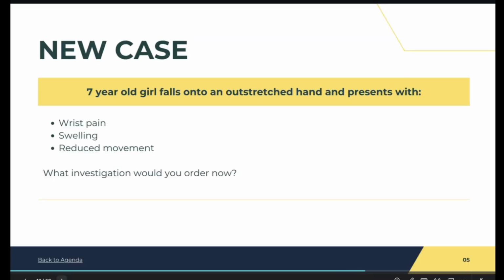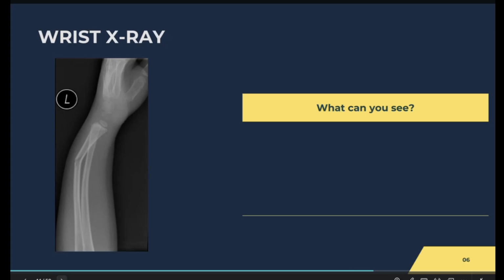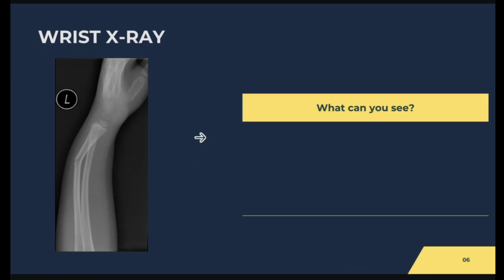So we're going to move on to a new case. We're going to forget about this boy and think about a 7-year-old girl who falls onto an outstretched hand and presents with wrist pain, swelling, and reduced movement. What investigation would you consider? Yes, so wrist X-ray is the most popular answer, and that is the answer. AP and lateral, yes, that's very important to say, especially in our FUSH. So you can see here an image. What is it that you can see?